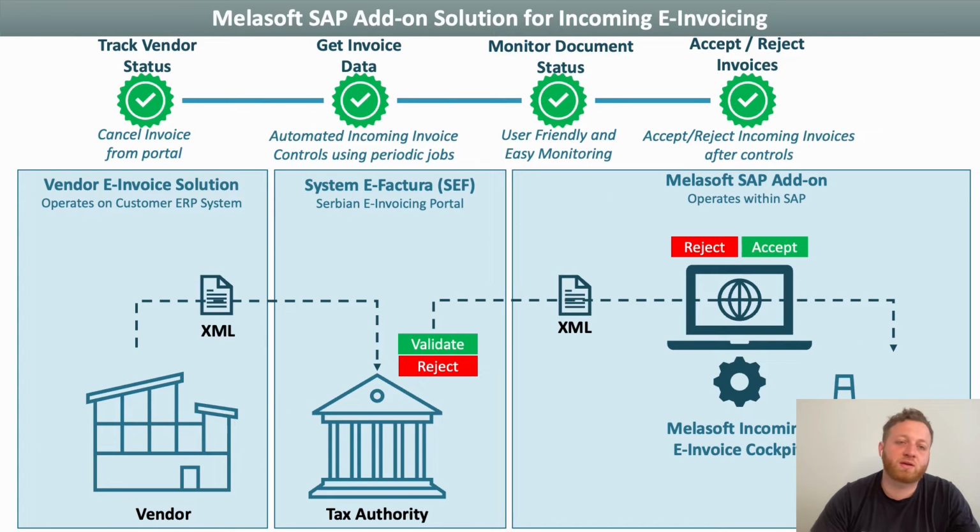And here we have the Melasoft SAP add-on solution for incoming e-invoicing. So this slide is going to show the incoming invoice process. This time the vendor sends the document to the government portal, and using periodic jobs, the incoming XML files are transferred to the Melasoft cockpit. After the controlling of the invoice, it is accepted or rejected, and the invoice status is updated accordingly within the SAP cockpit.